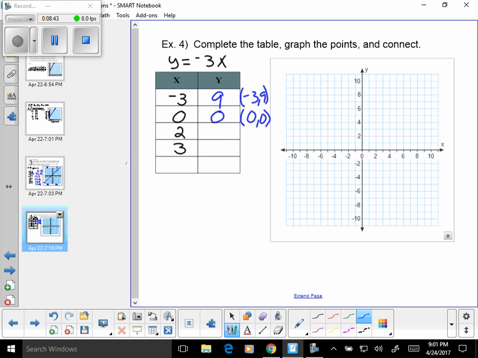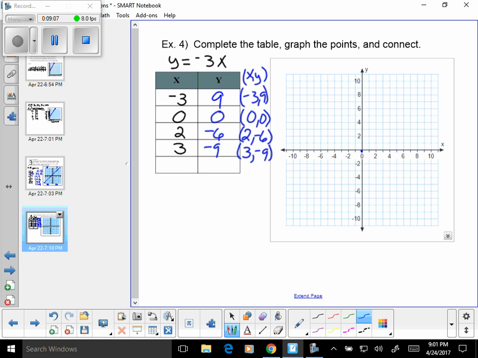-3 times x is 2. So -3 times 2 is -6. So my ordered pair is 2, -6. Remember, we go the x and then the y, and we make an ordered pair. -3 times 3 is -9. So my ordered pair is going to be 3, -9. Now I will need to graph those.